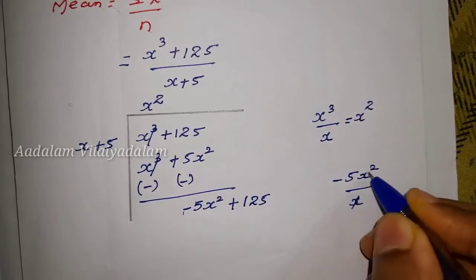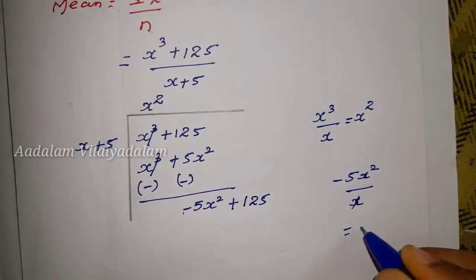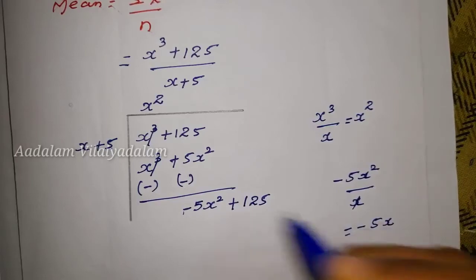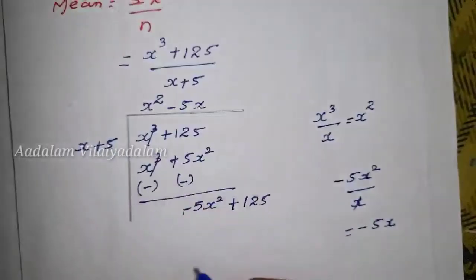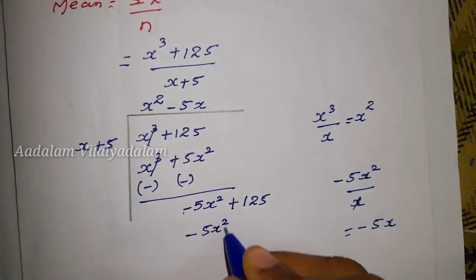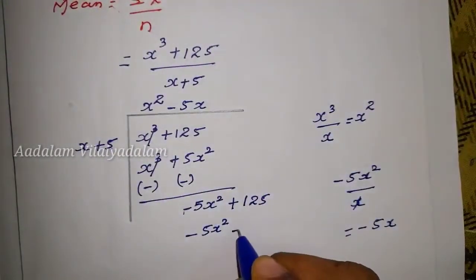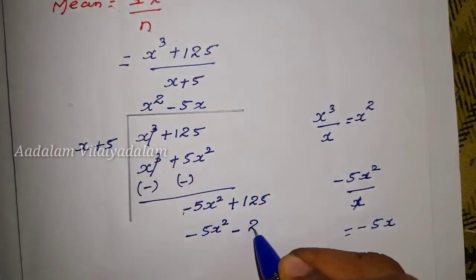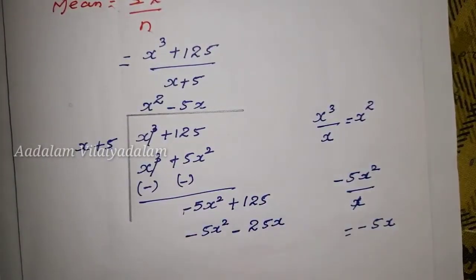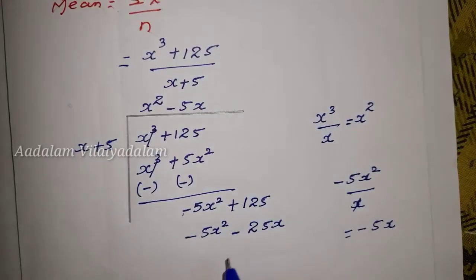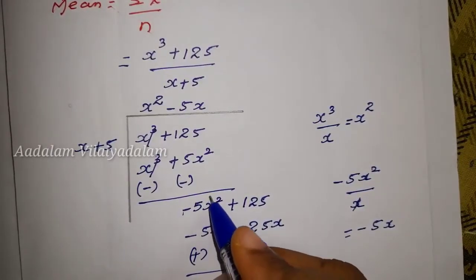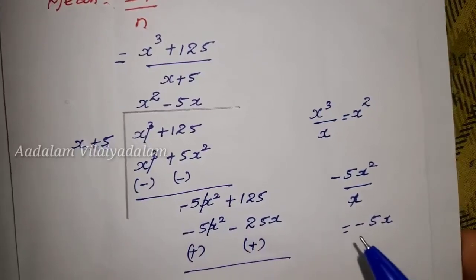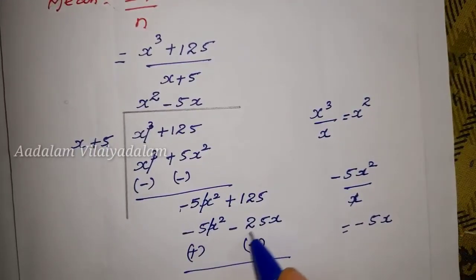So x cancel, that is 2 minus 1, 1x only, so the minus 5x. So minus 5 into x, minus 5x square, plus into minus, minus 5 5s are 25x. Now change the sign. This is minus plus. So here also plus. So the first term is cancelled: minus 5x square plus 5x square. So this one plus 25x.